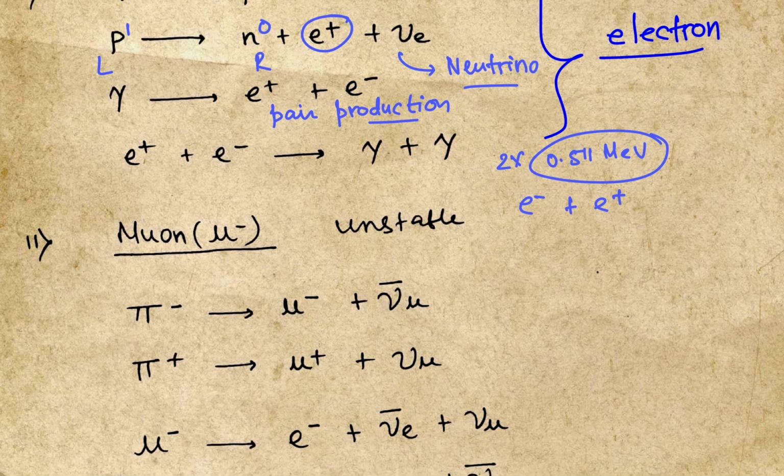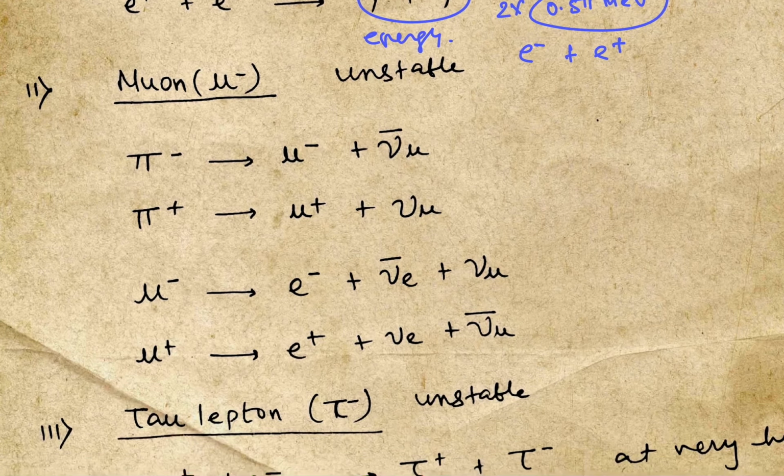And the opposite of pair production is pair annihilation, which we can see here. The electron with positive charge and the one with negative charge combine and annihilate, and only energy is released. So this gamma is nothing but energy, photonic energy. That is it. Now let us talk about the muon.